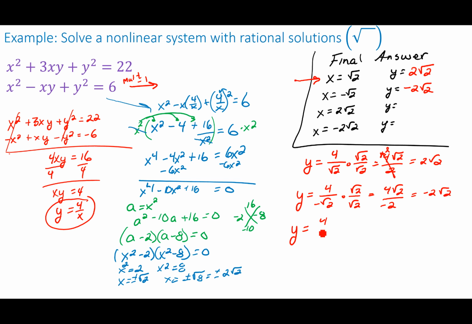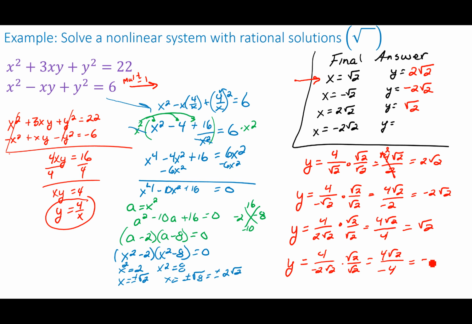Next row, 4 over 2 root 2. Again, I'm going to multiply to rationalize the denominator. So I have 4 root 2 over 4. Those go to a useful form of 1, so I'm left with a square root of 2. And then the last one, 4 over negative 2 root 2. Rationalize that, I'll end up with 4 root 2 all over a negative 4. So this is negative square root of 2.